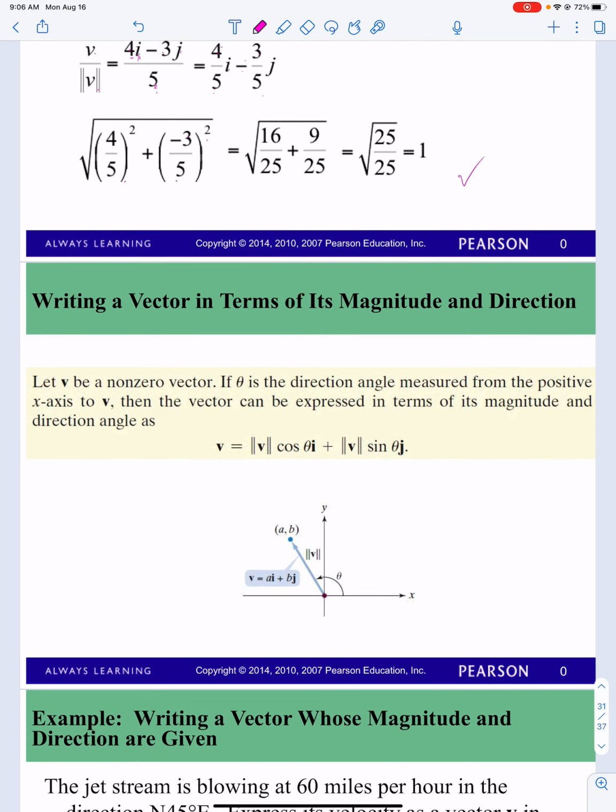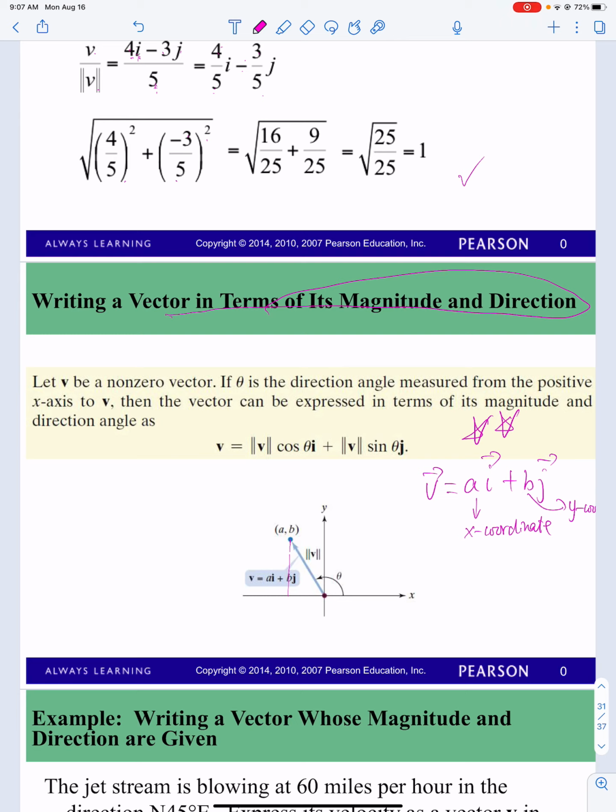Okay, so now writing a vector in terms of its magnitude and direction. This is a very important one. So v will be equal to the magnitude of v times cosine, the magnitude of v times sine. So v equals ai plus bj. What is a? a is your x coordinate. Think about this. And b is your y coordinate. With me?